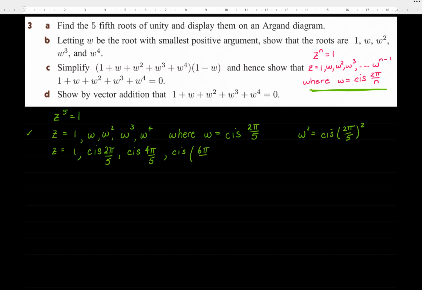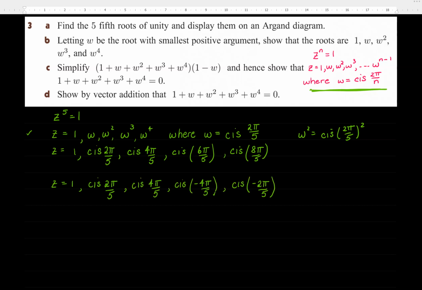Now, if you're being asked to just leave these in simplest polar form, remember, these last two will not be any good because our angle has to be between pi and minus pi. Okay, so you would have to rewrite that. Just take away 2 pi from each of them and we'll be right. Okay, we're going to display them on an Argand diagram now.